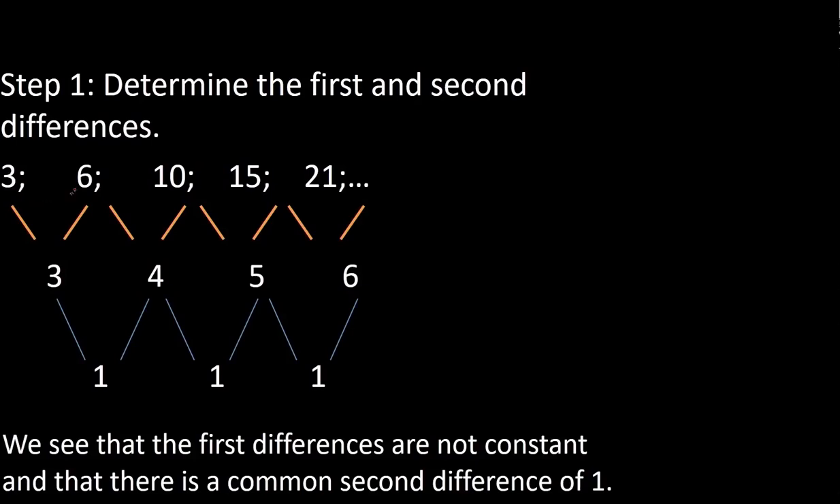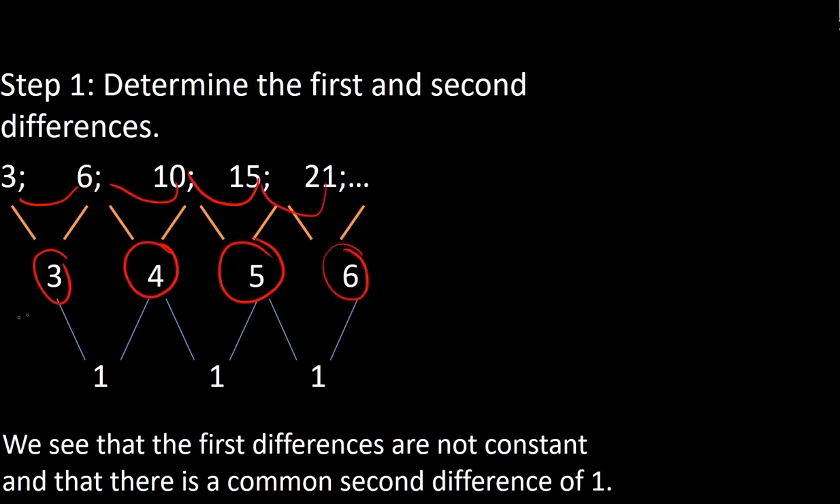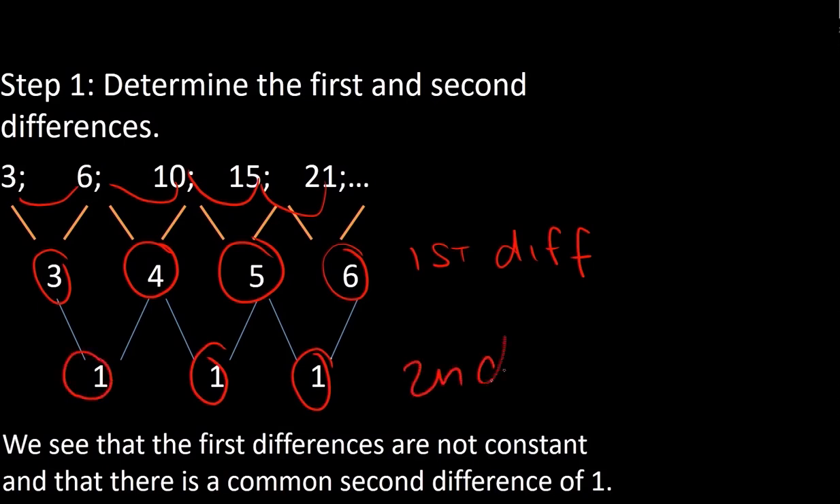So 6 minus 3 will give me 3, 10 minus 6 gives me 4, 15 minus 10 gives me 5, 21 minus 15 gives me 6. So this is my row of first differences. Okay, I now subtract those. 6 minus 5, that gives me 1, 5 minus 4, 1, 4 minus 3, also 1. So my constant second difference is equal to 1.